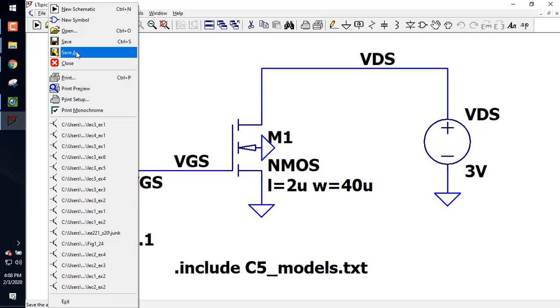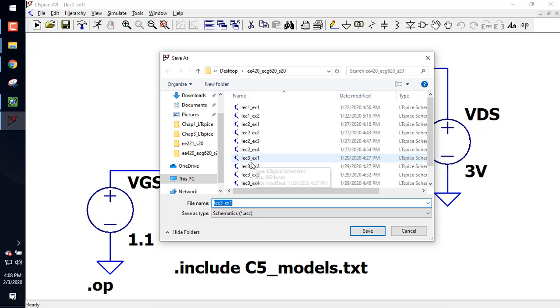File, save as. This will be lecture 4, example 1.